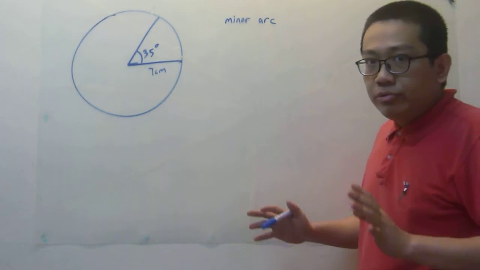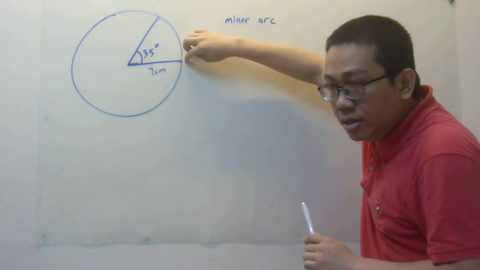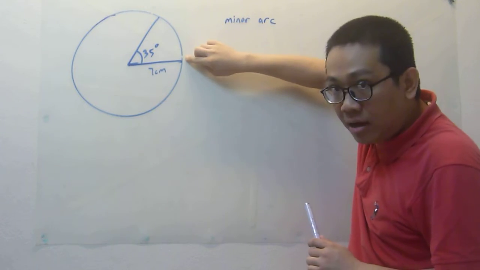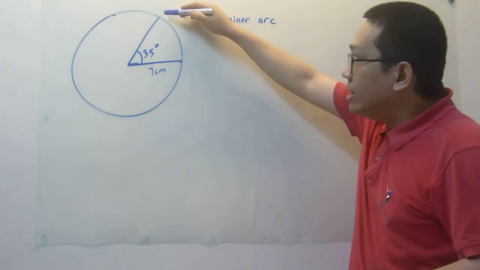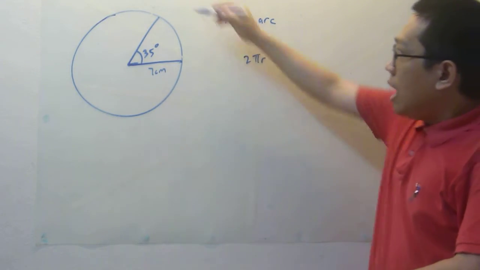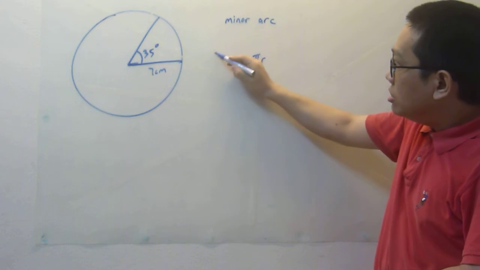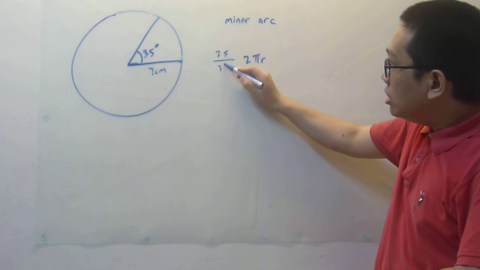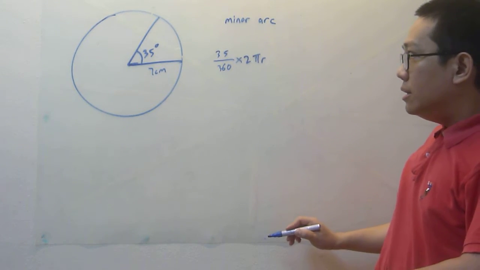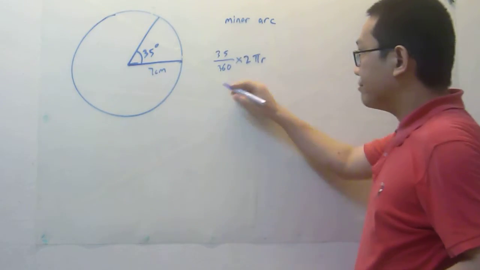Sometimes the questions will request you to find just the minor arc of the circle. So they are not asking for the whole circumference, but they just want to know the length of the minor arc. As we know, in order to find the length, we use 2 pi r. However, I only want the arc of the 35-degree portion. So I have to use 35 degrees divided by 360 times 2 pi r. The reason is the whole circle is 360 and this is only 35.